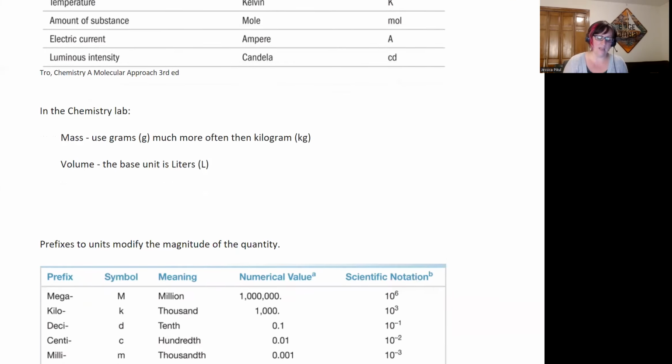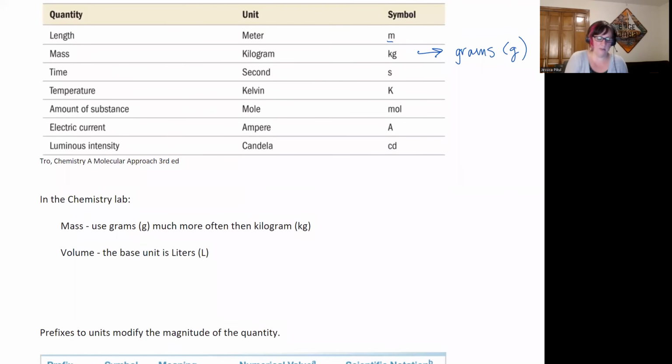Moving on. Again, mass, we're typically going to work in grams rather than kilograms in the chemistry lab. Also, one of the things that's missing from this list of international system of units is volume. Volume is something that we measure a lot in chemistry because we work with a lot of liquids. It's easier to measure out a volume with markings rather than take its mass typically. And so the base unit for this in the metric system is liters.